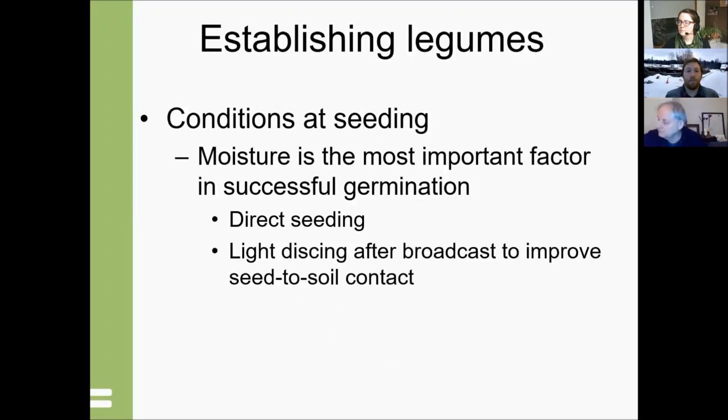When you're establishing, one thing to remember is that moisture is the most important factor. So we definitely want good seed to soil contact. The best way to do that is through direct seeding or a seed drill. If you're broadcasting, do a light disking to make sure there's a little bit of soil on top of those seeds so they don't dry out. Because of course, bacteria without water will dry out and die pretty easily.